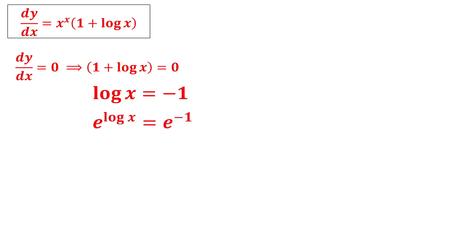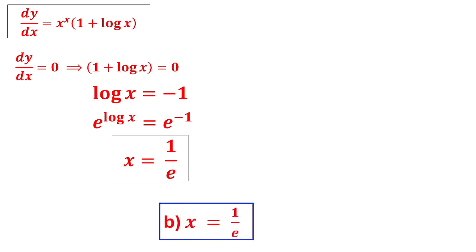Raise the power to e on both sides. e power log x is e power minus 1. Therefore, x is equal to e power minus 1, which is 1 by e. Therefore, the value of x is 1 by e. Option B is correct.